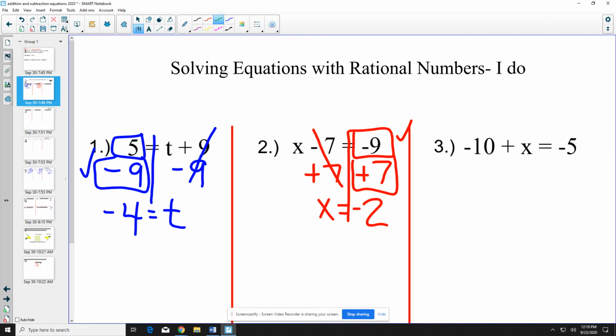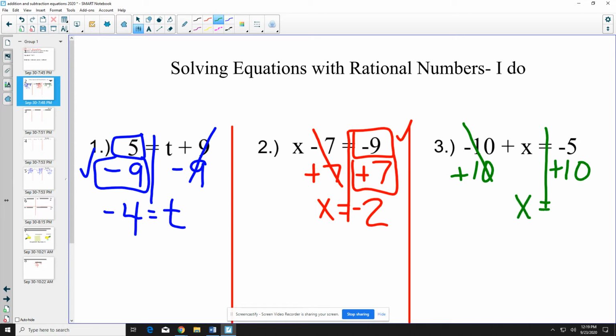All right, I want you to watch number 3. So this is how you're going to solve all your equations. You're going to draw a line to separate the left and the right side. Look for the variable. The variable's x. I notice I have a negative 10 on the left side with the x. So I've got to think about what do I do to negative 10 to make it 0? Well, if I take negative 10 and add 10, that makes 0. So I'm going to add 10 to the left, which means I have to add 10 to the right side. Whatever you do to one side, you have to do to the other.